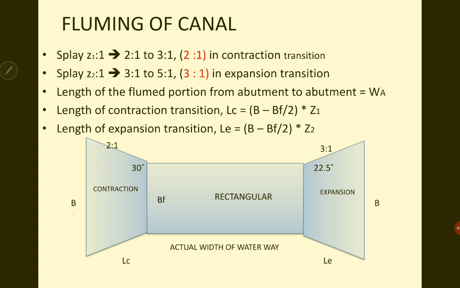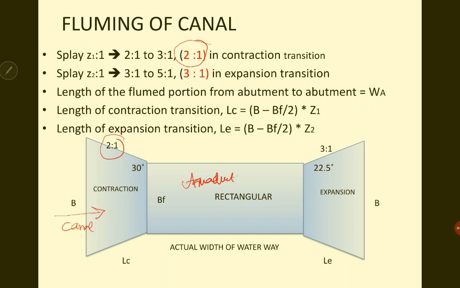Now first, this is the direction. First, this is the canal direction. Here the canal is flowing in this direction. So first, when the canal is approaching the aqueduct, first part we are going to give a splay of Z1 is to 1, where Z1 is to 1 may vary from 2 is to 1 to 3 is to 1. The usual practice is to provide a 2 is to 1 splay. So 2 is to 1 splay is given here at the entry, at the contraction.